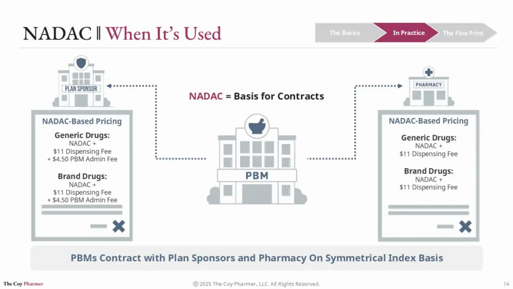So let's look at when NADAC is used. In the case where a PBM is contracting with plan sponsors on the basis of NADAC, they will typically also contract with pharmacies and reimburse them on the basis of NADAC. This symmetry in the basis for reimbursement to the pharmacies and the basis for invoicing plans helps them avoid any risk that they may take in having one index change in a slightly different manner than another one.